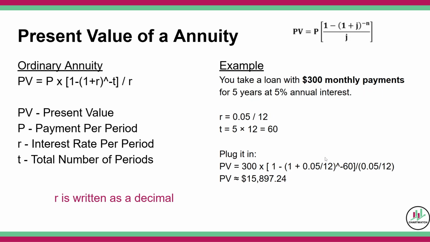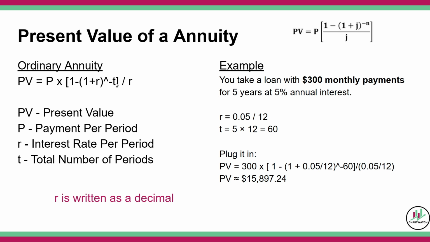Same thing, but in reverse: you have your present value. For the present value, we just swap out the formula. Present value is equal to your payment per period multiplied by (1 minus (1 plus r)) to the negative total number of periods, over r. The big difference is that we take the negative total number of periods, and this is what brings us back to our original number.